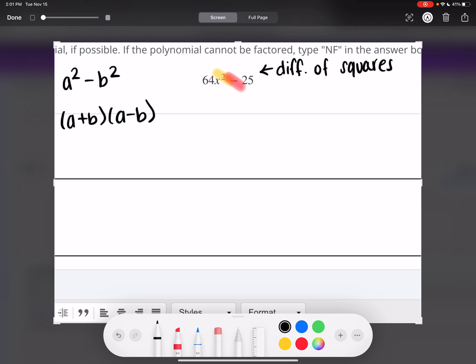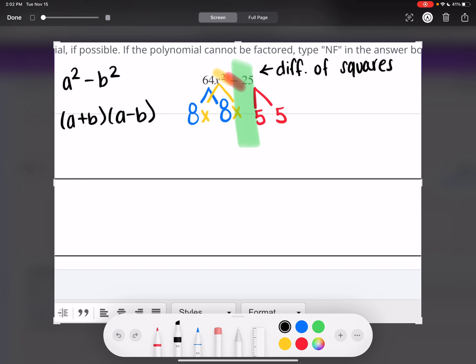And so to get to that formula, what we need to do is break down all of these into what can be multiplied by itself to get to 64. So 64 is 8 times 8, or 8 squared. X squared is x times x. And then I'm going to do the same thing with the 25. 25 is going to be 5 times 5. And so what we're going to do from here, make sure whatever is to the left of the sign in your problem is going to be to the left of the sign in your parentheses.